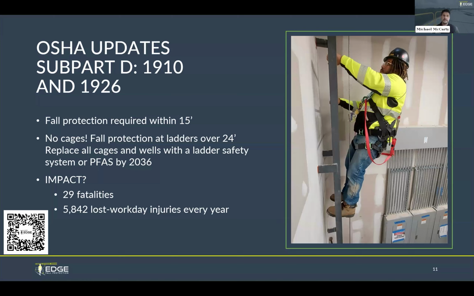They think they'll reduce fatalities by about 29 per year, and they will reduce lost workday injuries by 5,842 lost day work injuries per year. So pretty substantial impact. It's going to be a big investment. This is a big change. A lot of companies have to invest a lot to do this.